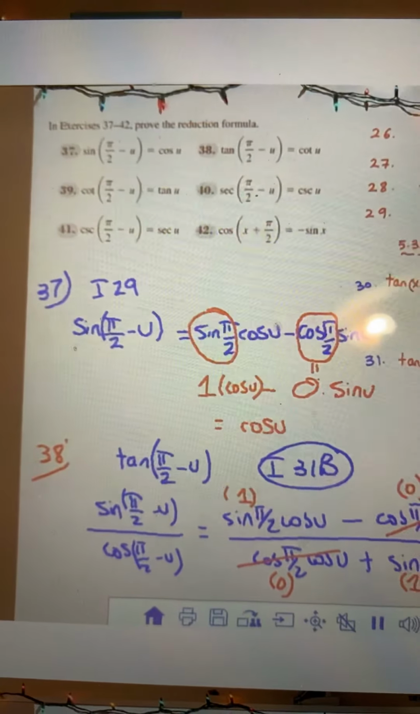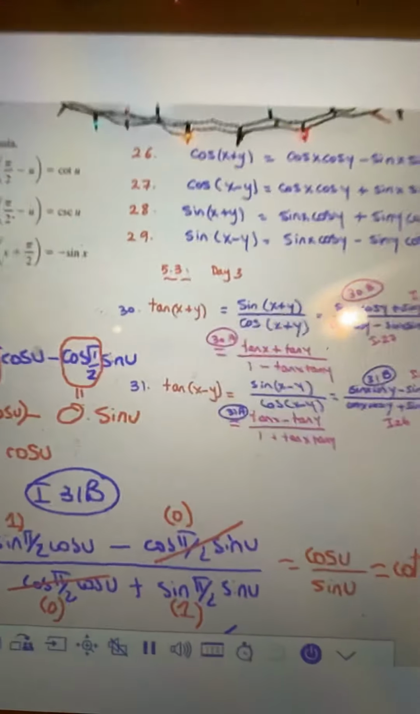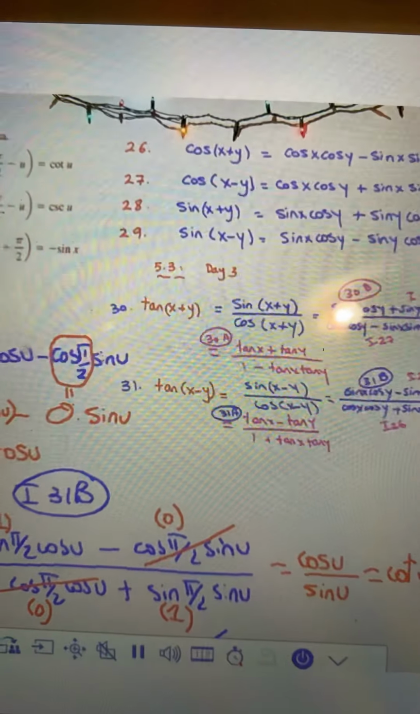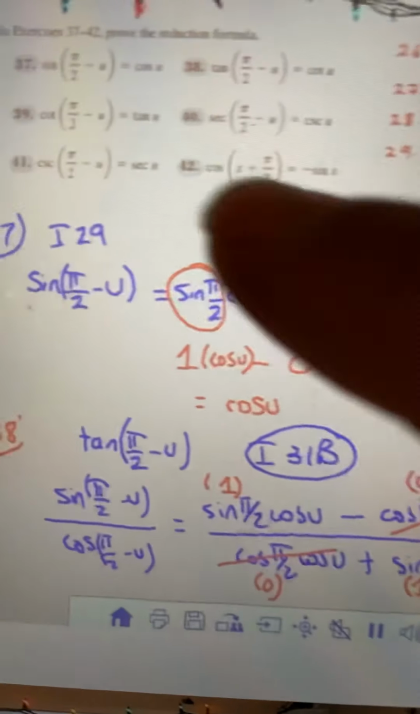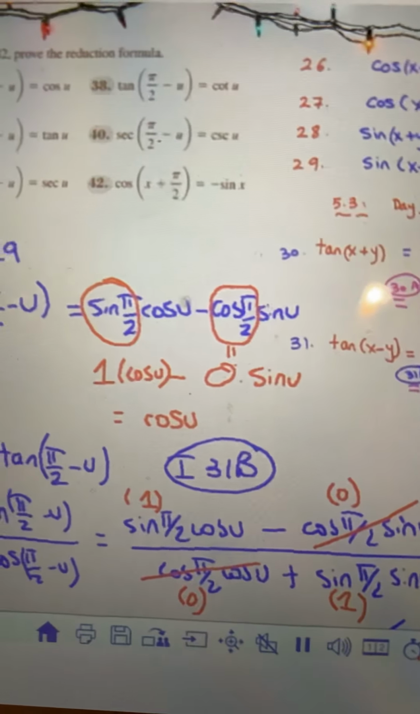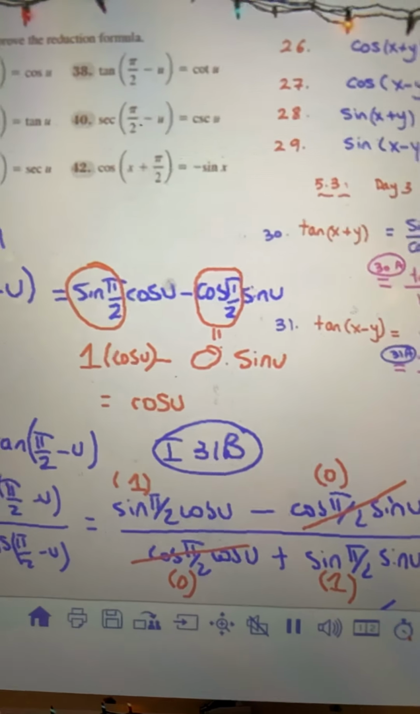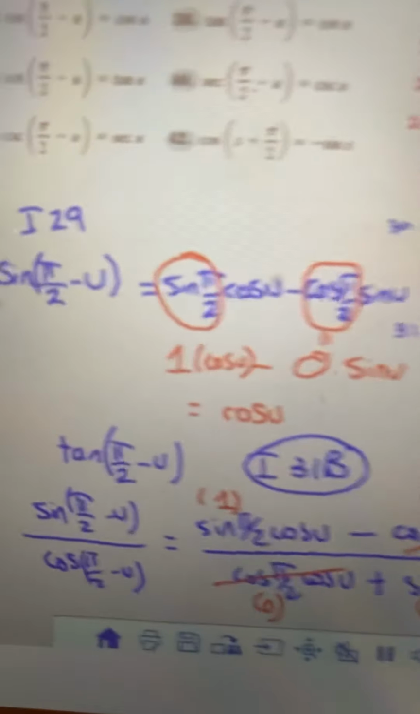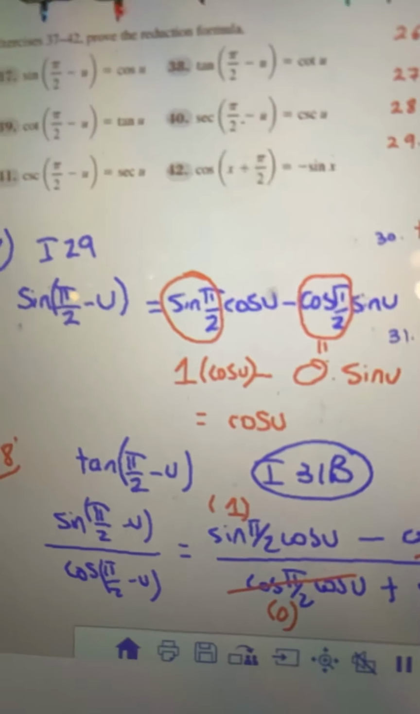Number 37, also it's a proof. We look at it, it's a sine of a difference. I look at my identity, sine of a difference is 29. I apply identity 29, and the sine of pi over 2 is 1. I can't do anything with cosine of u. I leave it. Cosine of pi over 2 is 0. So which makes the second term 0, and I'm left only with cosine of u, and that's what was needed to prove.